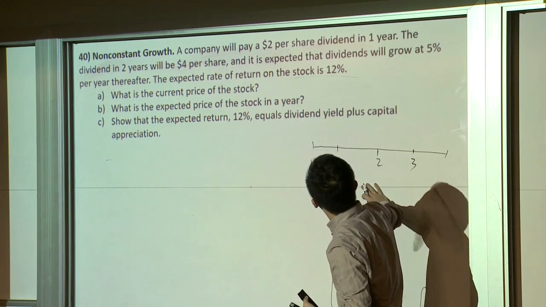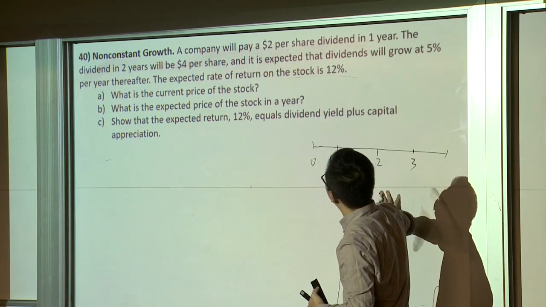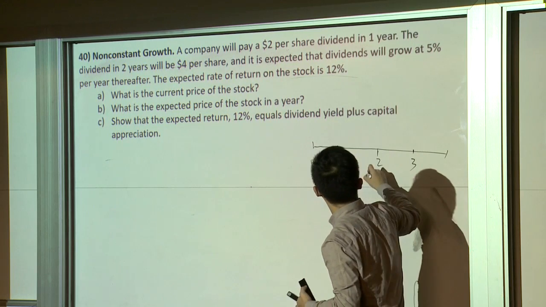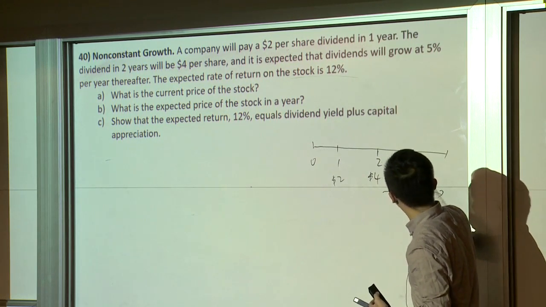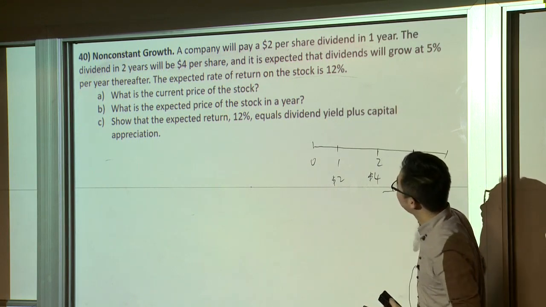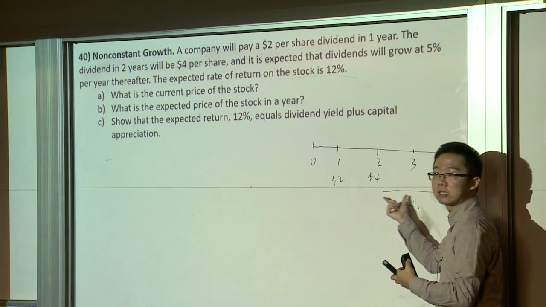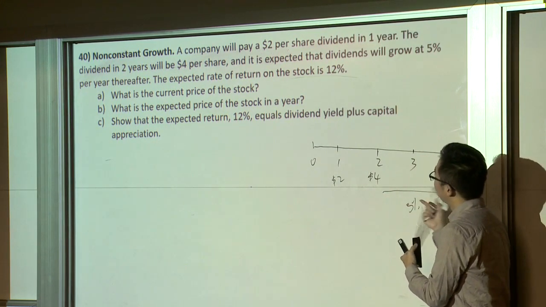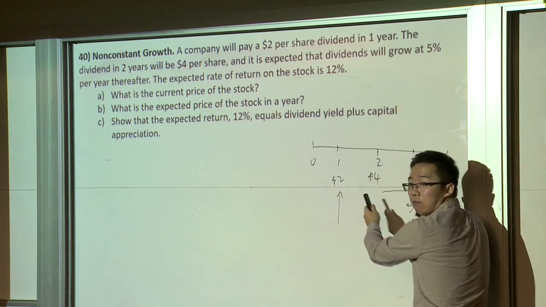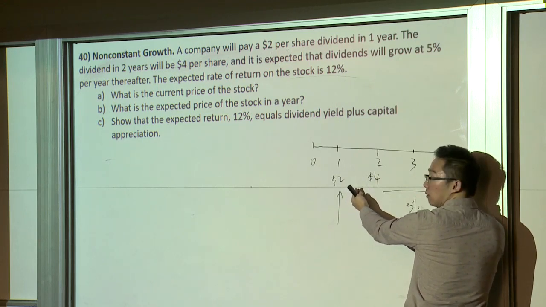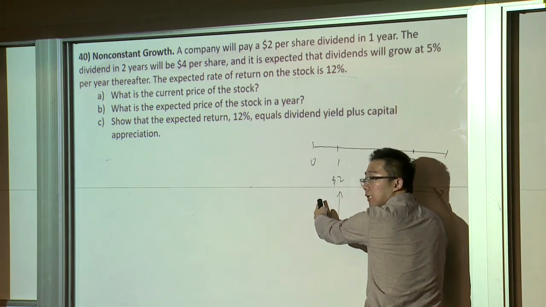We'll pay a $2 dividend in here, and the dividend in year 2 will be $4. Starting from year 2, it's going to increase at a rate of 5% forever. What is the current stock price of the stock? We know that it starts from here and increases at a constant rate of 5% forever. Therefore, we can get the stock price right here for the present value of all those cash flows, and add the 2, discounted back by 1 period.